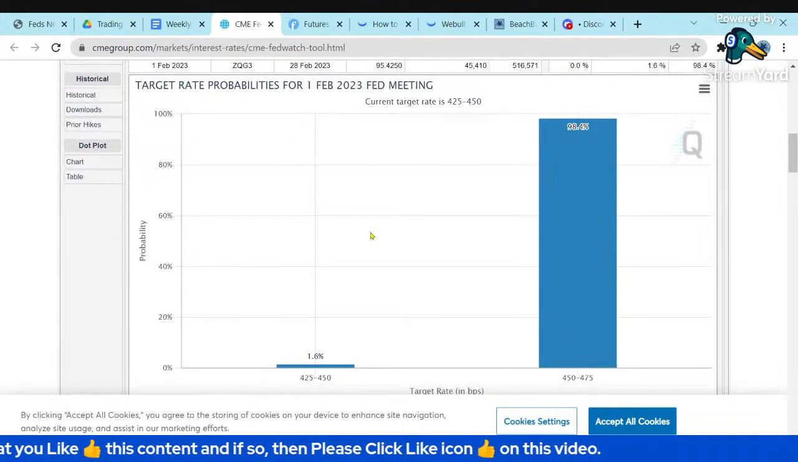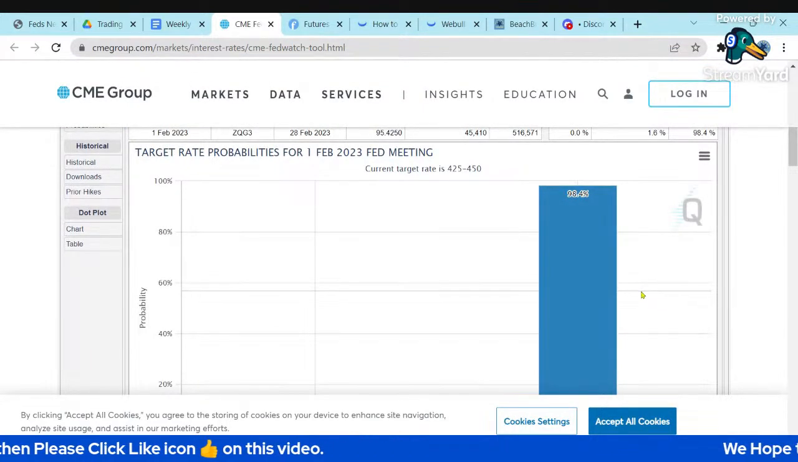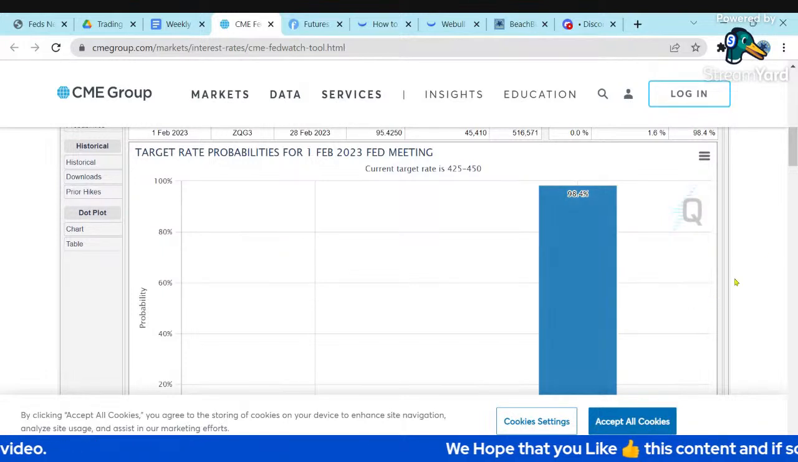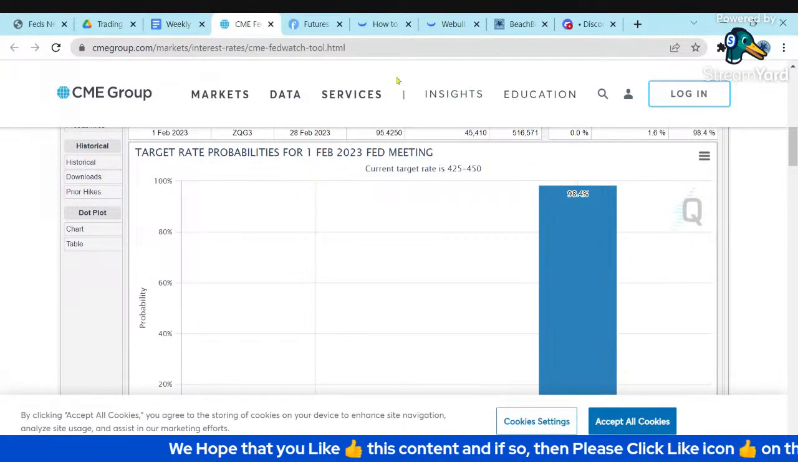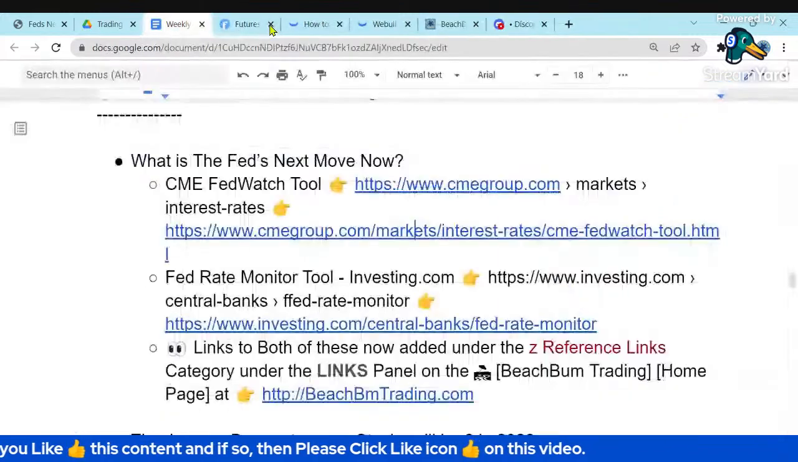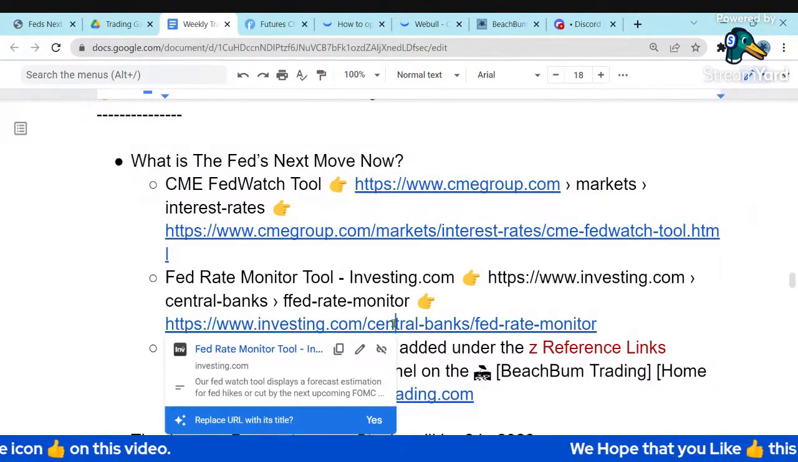Again, you can go here at any time and see what the change in the probability of what people are expecting the rate hike to be. It changes constantly as economic data comes out. The predictions will change based on that. So that's one tool I wanted to share with you as a way to figure out what the Fed's next move is now. The other one is on investing.com.